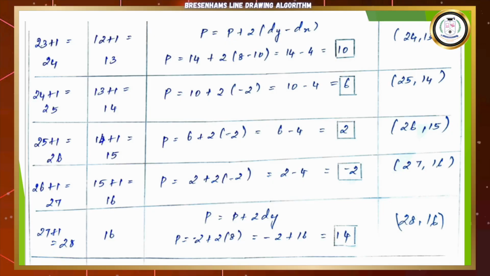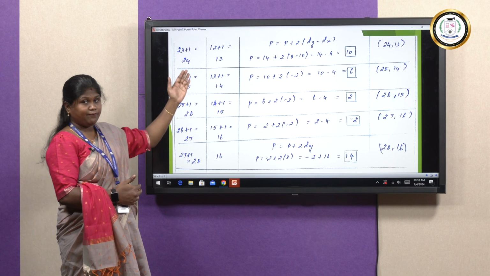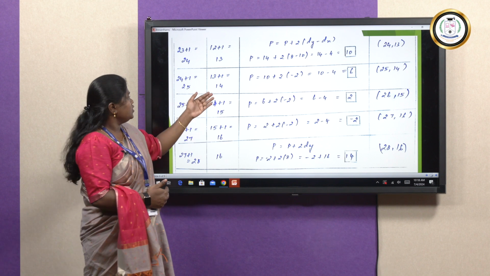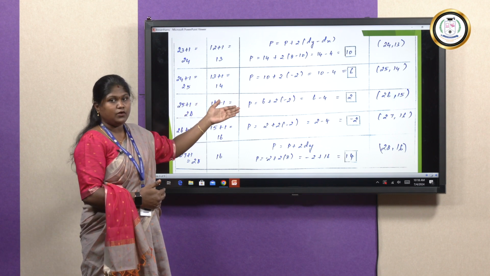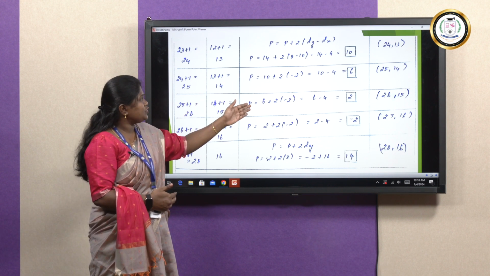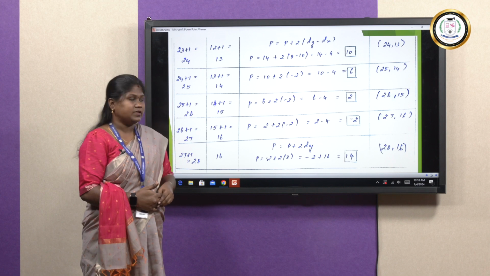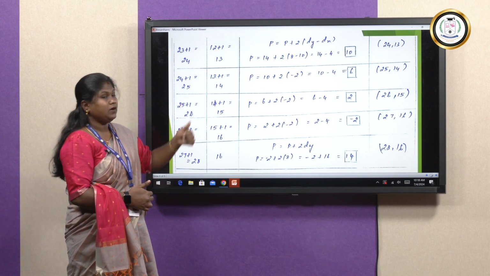So again it is positive. So we will be adding 1 with x and 1 with y as well. So 24 plus 1, 13 plus 1, and we have the same formula to get the next p value. So we will be substituting the earlier p value, which is 10. So 10 plus 2 into minus 2. So we are getting it as 6. So now the coordinate is 25, 14.